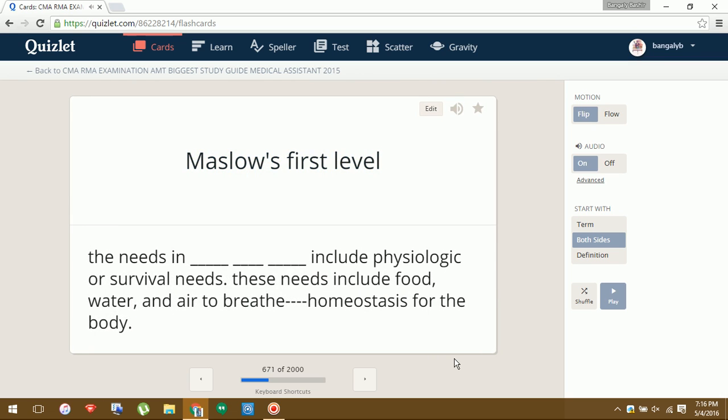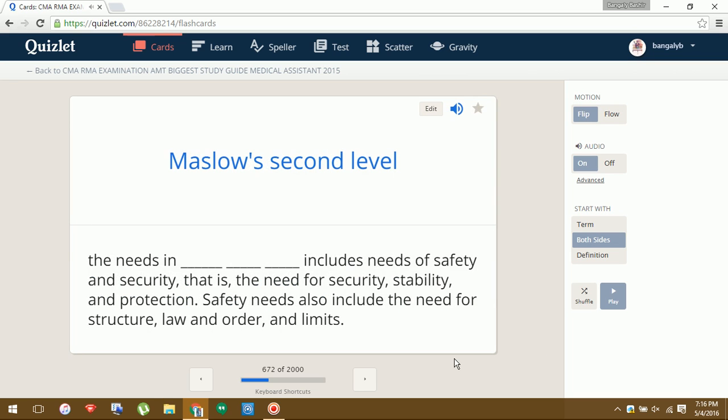Maslow's first level. The needs include physiologic or survival needs. These needs include food, water, and air to breathe, homeostasis for the body. Maslow's second level. The needs include safety and security, that is, the need for security, stability, and protection. Safety needs also include the need for structure, law and order, and limits.